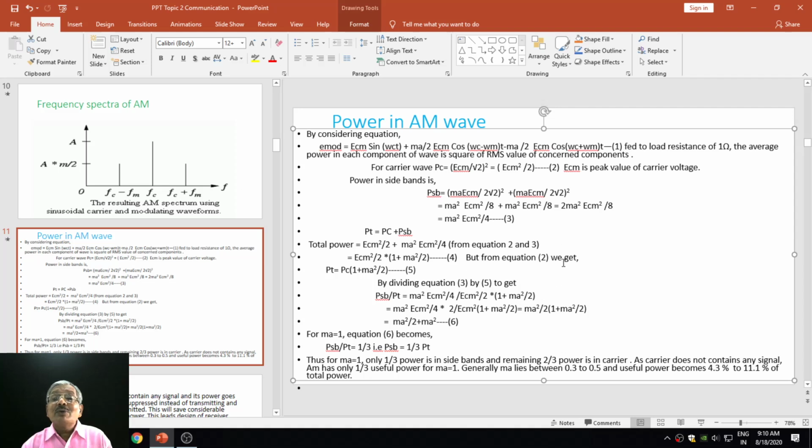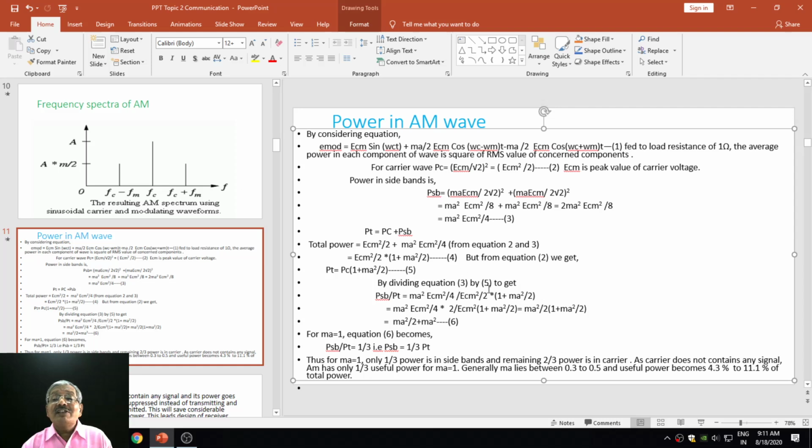But from equation number 2, carrier power is equal to ECM square upon 2. Replace that value. We can get total power PT is equal to PC into 1 plus MA square upon 2. Let me call this equation number 5.